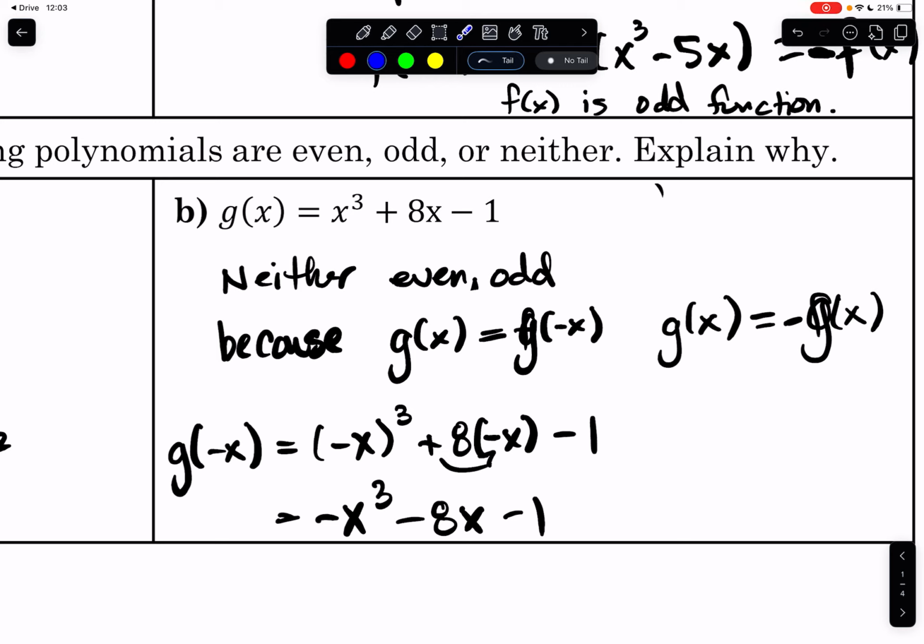But the very simple way is just looking at the exponents and seeing whether they are all odd or all even. If it's a mixture of even and odd, then it's going to be neither. In terms of explaining why, your explanation would be this: for even functions, the y values have to be the same when you use x and the opposite of x. For odd functions, for every x, your y value also has to be the opposite. So if I plug in the opposite x's, I should end up with the opposite y's. This is how we prove that.